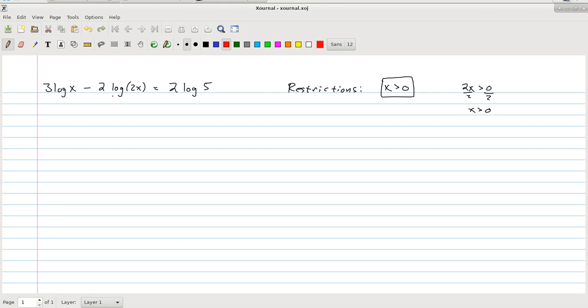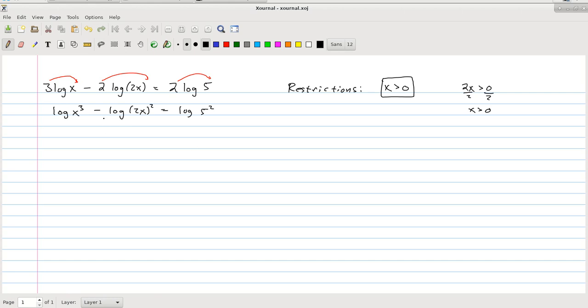I want to be able to combine these logs together. In order to do that, I need all the coefficients to be the same. So let's use our power property to bring all these coefficients up as exponents. We can now rewrite this as log of x cubed minus log of 2x all squared equals log of 5 squared.